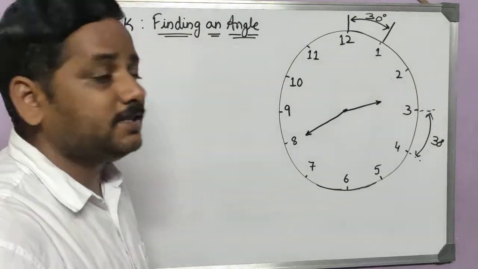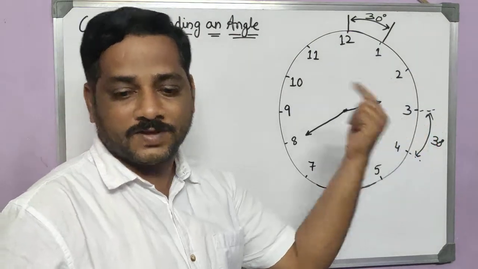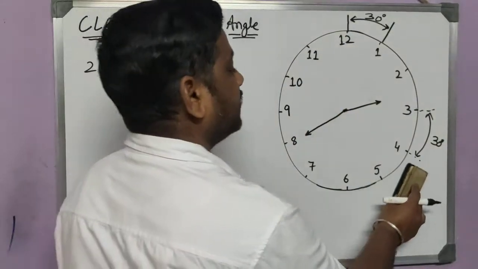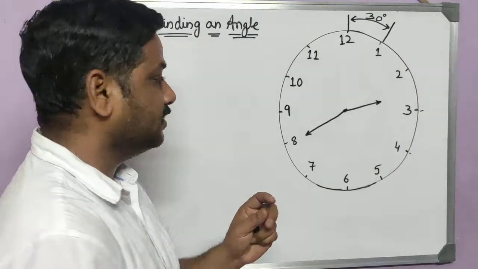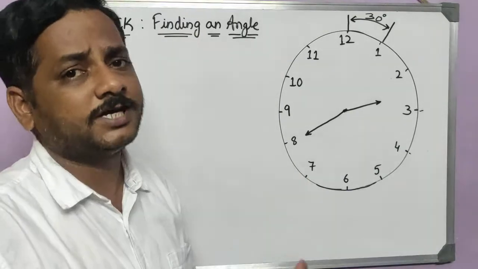The question is to find the angle between these two hands. Now how to find it? Use the first note. What does the first note say? Note 1 says that each sector is going to have 30 degrees.